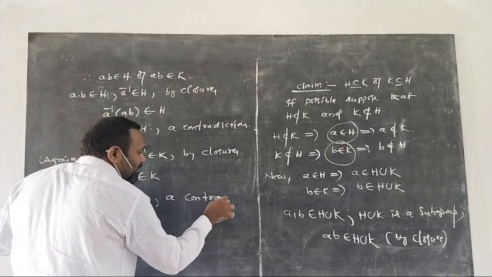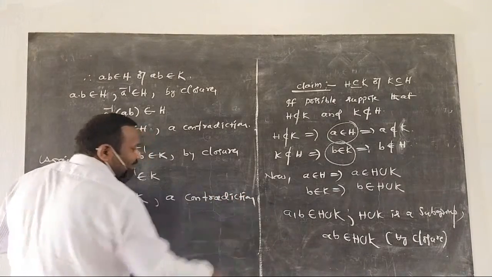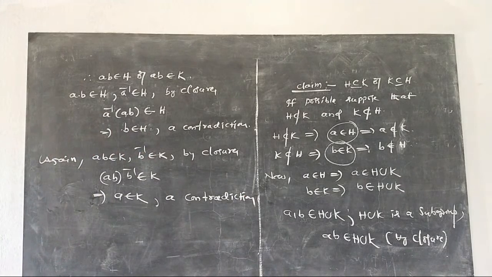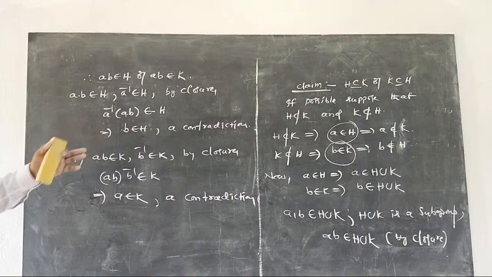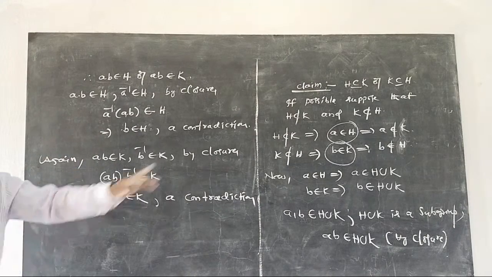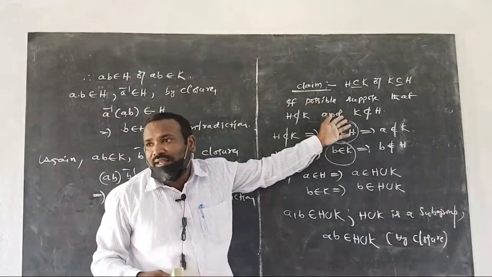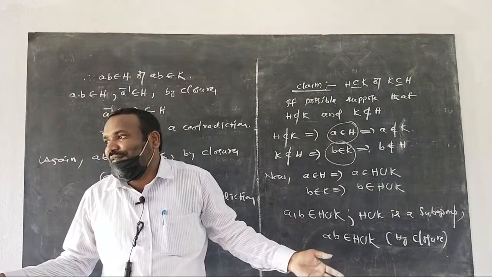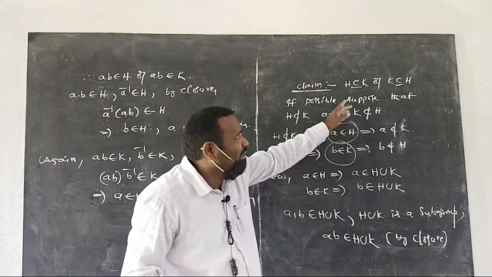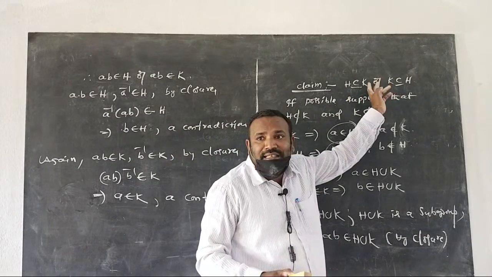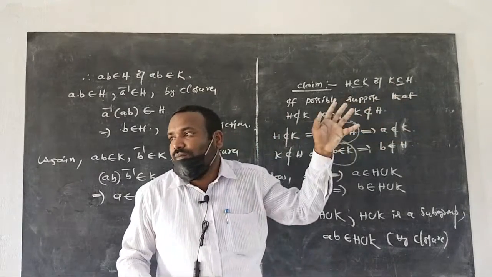Why these contradictions are arriving? We have taken wrong element in the beginning. So we are getting contradiction because of our supposition. If possible we have taken, but that is not possible అనమాట. So then what is right? This is right అనమాట. H is a subset of K or K is a subset of H is true.